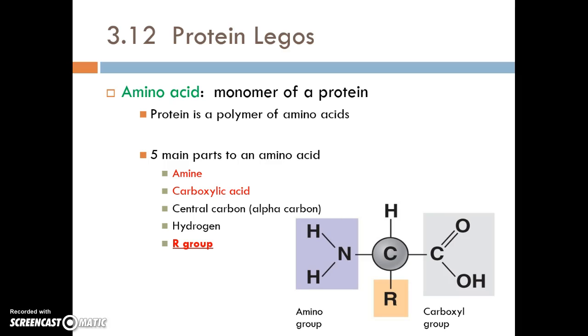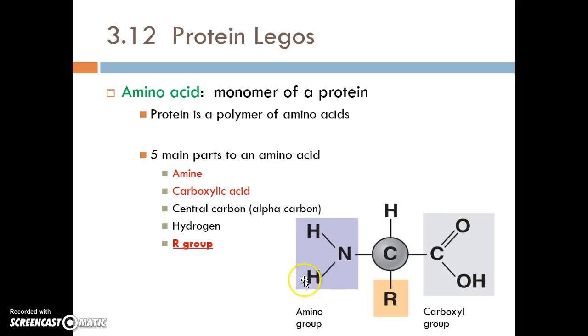Amino acids, the smallest building block of a protein. So you take a bunch of these amino acids, put them in the right way, and they become one type of protein or another type of protein. There's instructions on how to build these proteins, and that's what we call DNA, which we're going to talk about in a second.